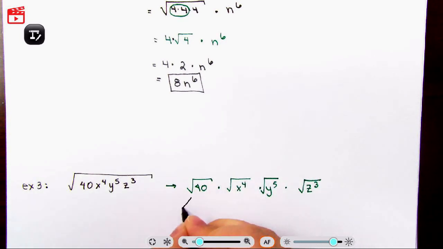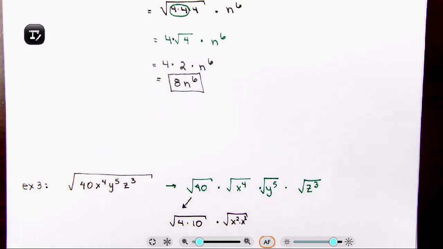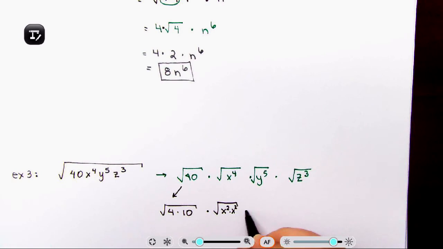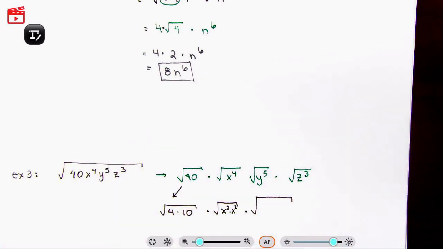So now I'm going to split up 40. 40 is, I'm thinking, 8 times 5. That doesn't really help me. So let's do 4 times 10. Here I'm going to split this up. I have x squared times x squared, or you can do x squared squared. Here, oh, this is a good one. I'm actually really happy I did this one. This is y to the 5th power.